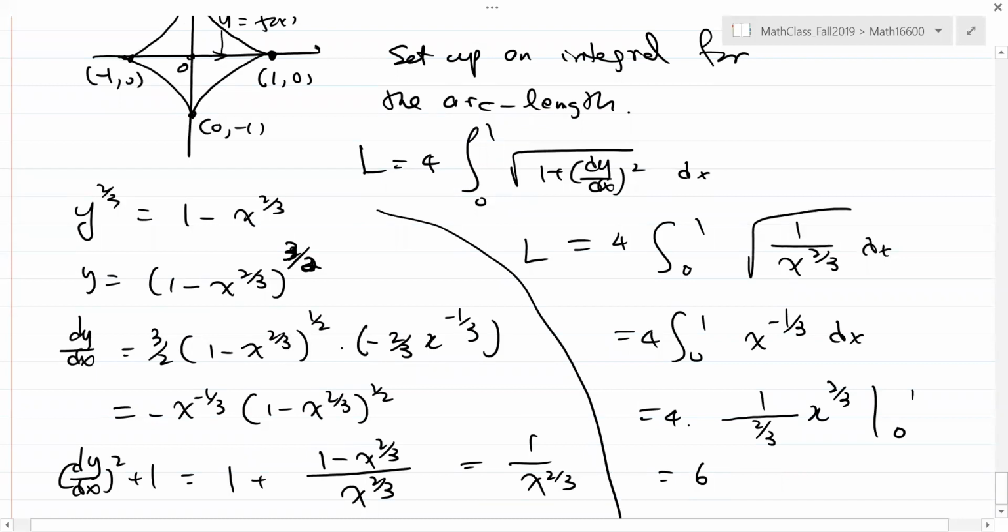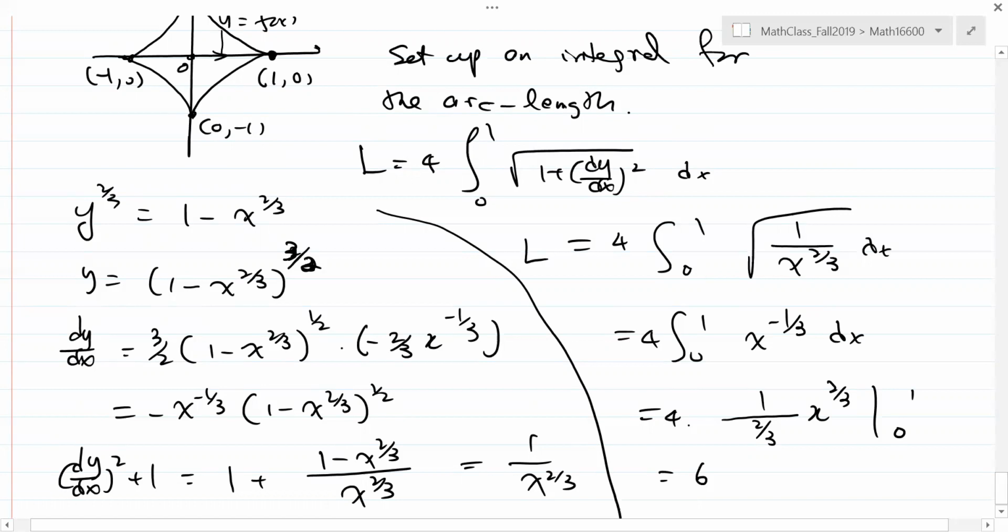All right. So this strange curve, the total length is going to be 6. Now we can evaluate this integral after we set up the integrals. This time it's trivial, right? It's just a power function, the integral of a power function. So you just evaluate that.